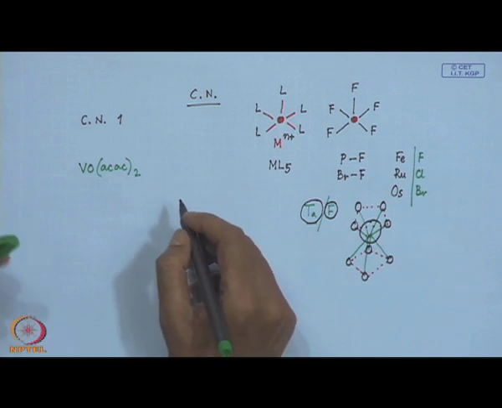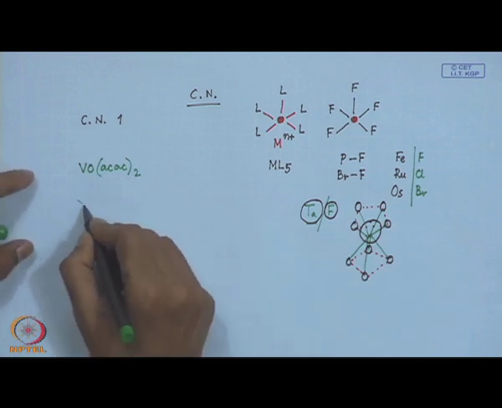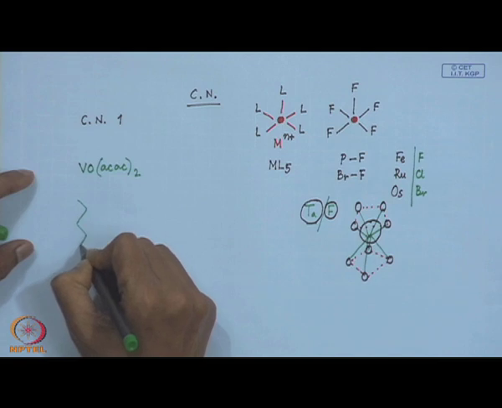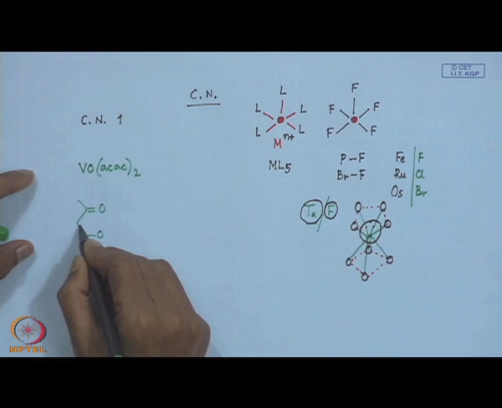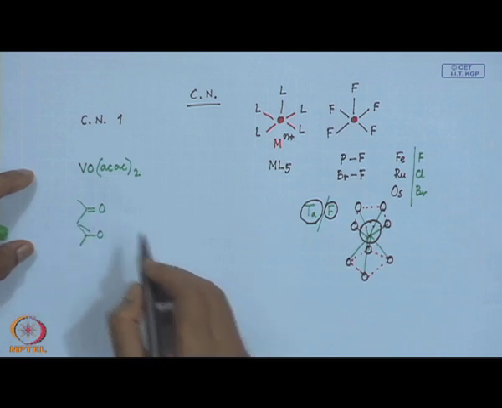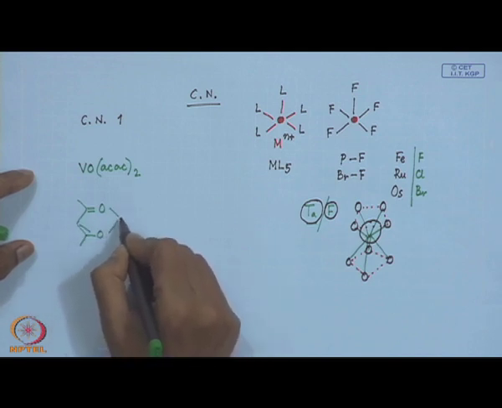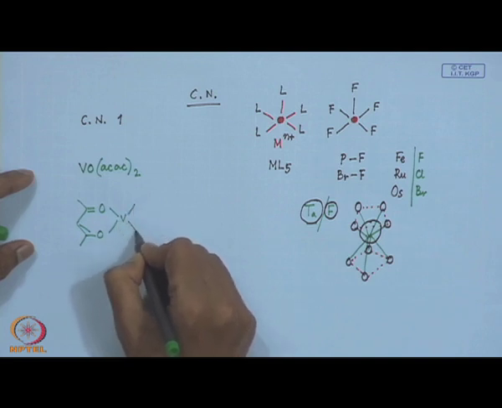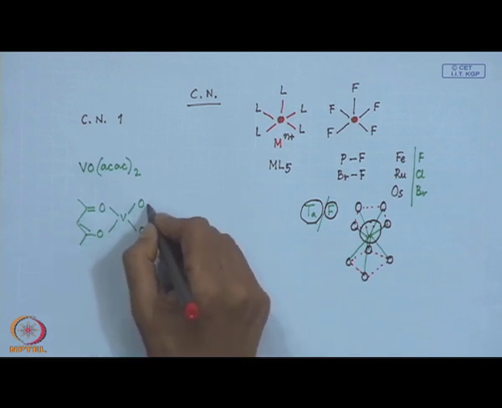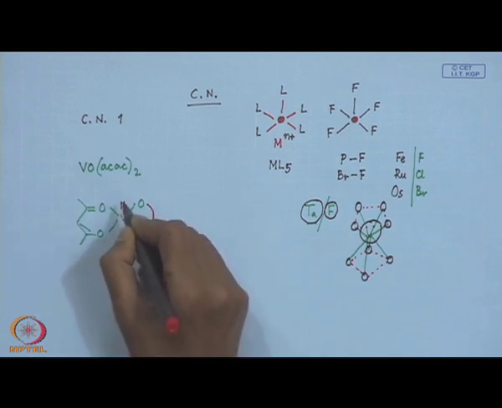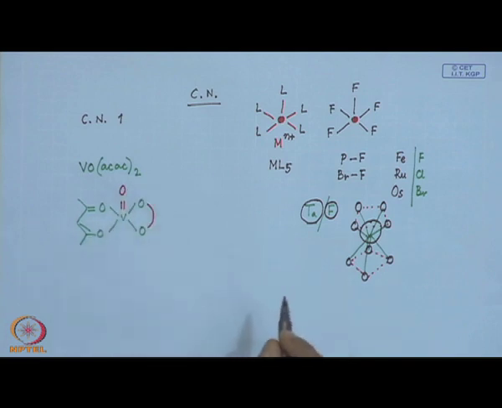VO(acac)2. We know that the acetylacetone molecule provides 2 oxygen atoms to the metal center through deprotonation, so it is a mononegative ligand. One half is binding like this, and in the same way the other half is also binding to the metal center, and we have a vanadium-oxygen bond as the vanadyl species.